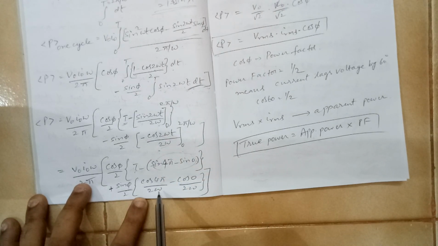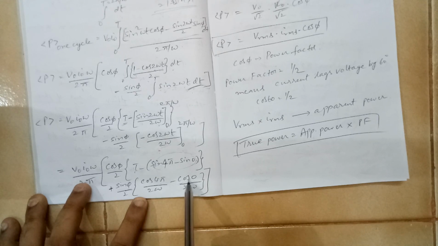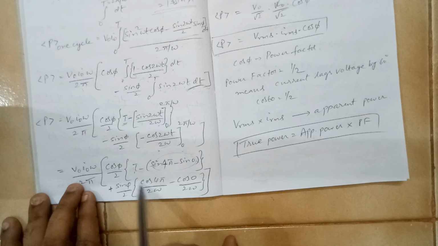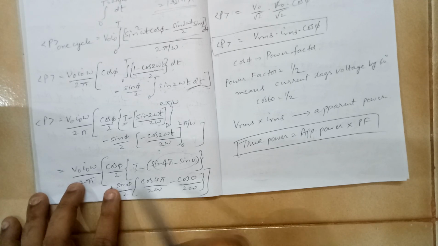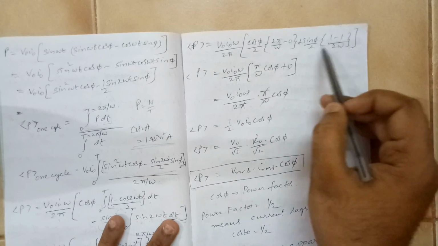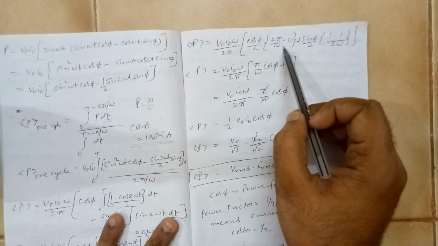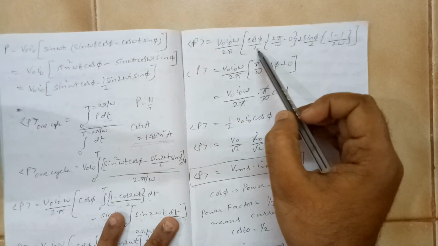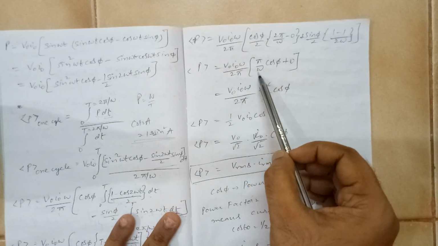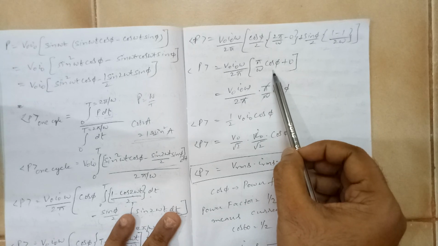When you come over here, cos 4 pi is 1, cos 0 is 1, so you get 1 minus 1, right? So this whole term will become 0, thereby 0 multiplied by sin phi will also become 0. This is what I have explained in the second thing. This 1 minus 1, this whole term will become 0. But here the t term will be remaining. So bring it out. So it is pi by omega into cos phi.